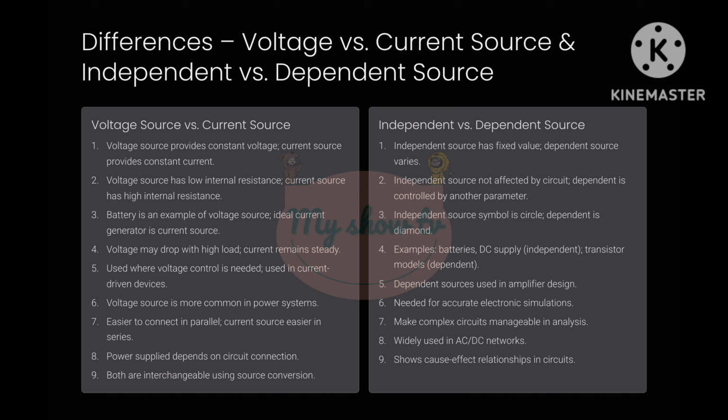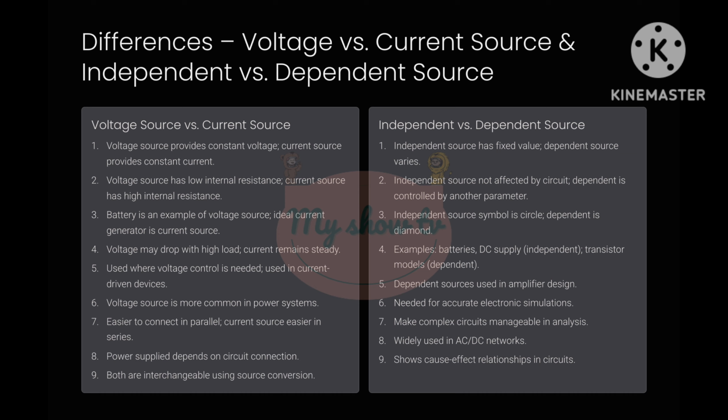Slide 5. Differences, voltage versus current source and independent versus dependent source. Voltage source versus current source. 1. Voltage source provides constant voltage, current source provides constant current. 2. Voltage source has low internal resistance, current source has high internal resistance. 3. Battery is an example of voltage source, ideal current generator is current source.